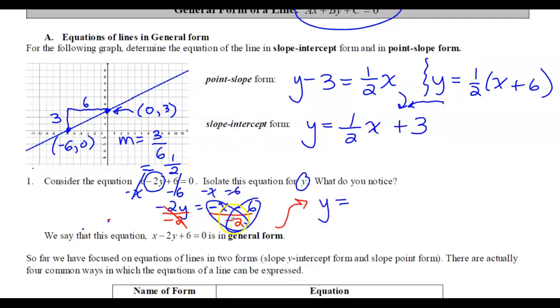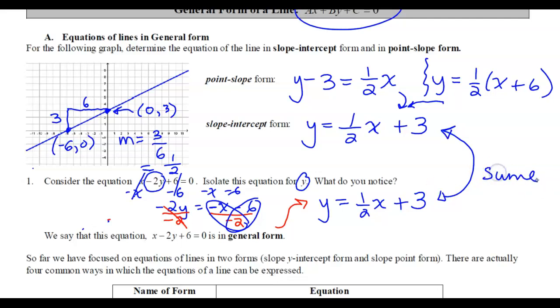Okay, so negative x divided by negative 2 is positive x over 2, which I like to show as 1/2 x rather than x over 2, just so that you see that slope separately. The slope is 1/2. And then negative 6 divided by negative 2 is positive 3. So take a look. Is that equation the same as the equation above? Yeah, it is. Okay, so they are exactly the same.